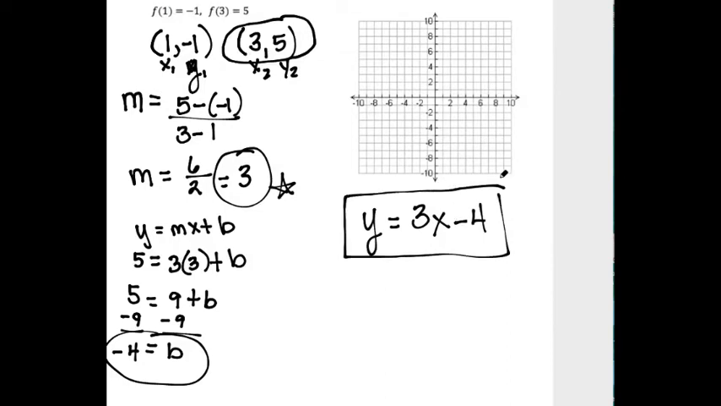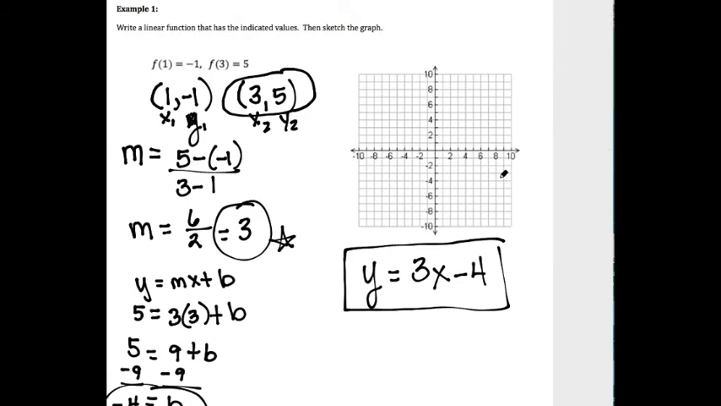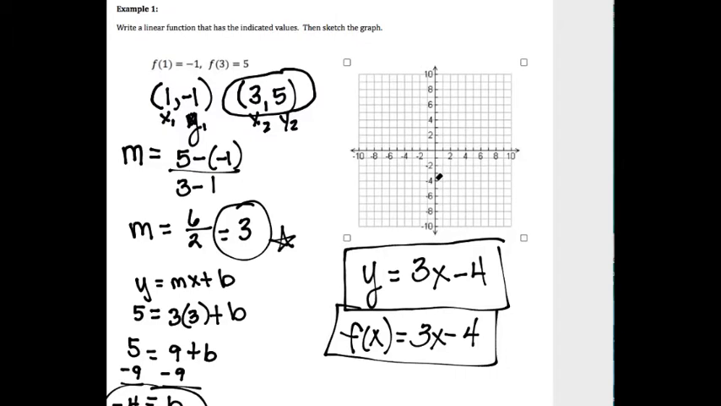This problem asks us to not only find the equation, but to sketch the graph. Let me go back. It says write a linear function, so technically we should have f of x equals 3x minus 4. Now, negative 4 is my y-intercept, so I'm going to go down to negative 4 and put a point. And then my slope is 3. Remember, it's 3 over 1. So I'm going to rise 3 from there and go over 1. Then I can connect my points, and I have my line.